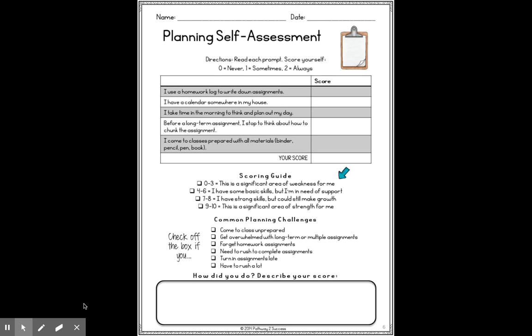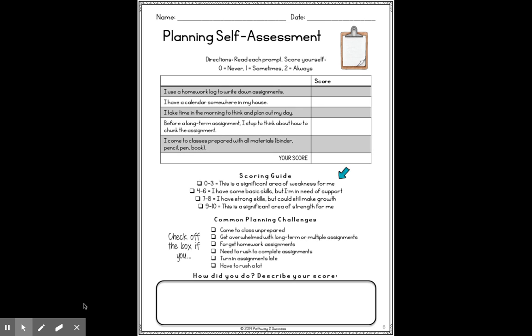Second, I have a calendar somewhere in my house, and that doesn't mean for your parents. Like, you personally have your own calendar, whether that's Google Calendar on your computer or an actual physical calendar in your house, but you yourself have a calendar. The third question is, I take time in the morning to think and plan out my day.